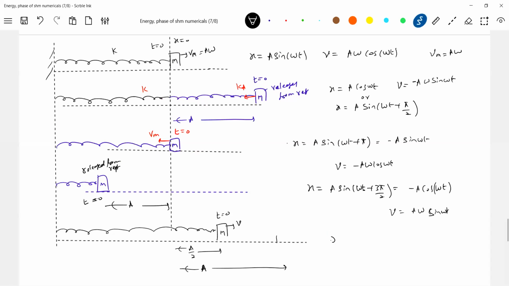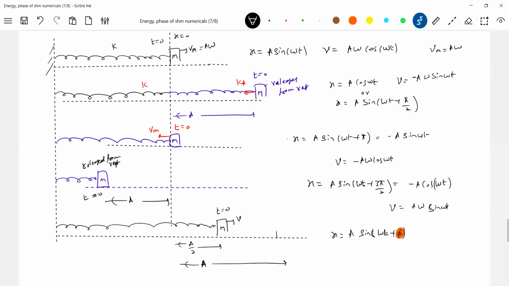x equals a sin(ωt + δ). We don't know the phase, which we have to determine. If you're getting confused, write delta or whatever symbol for this unknown thing which has to be determined. This is called the phase that has to be determined. At t equals 0, what is the value of x? This is what we define: x equals 0, this is x equals plus a.